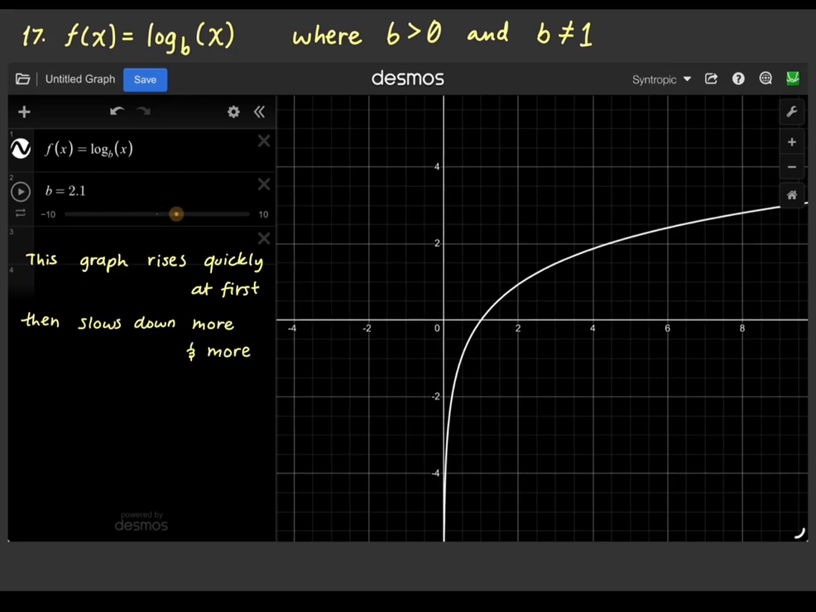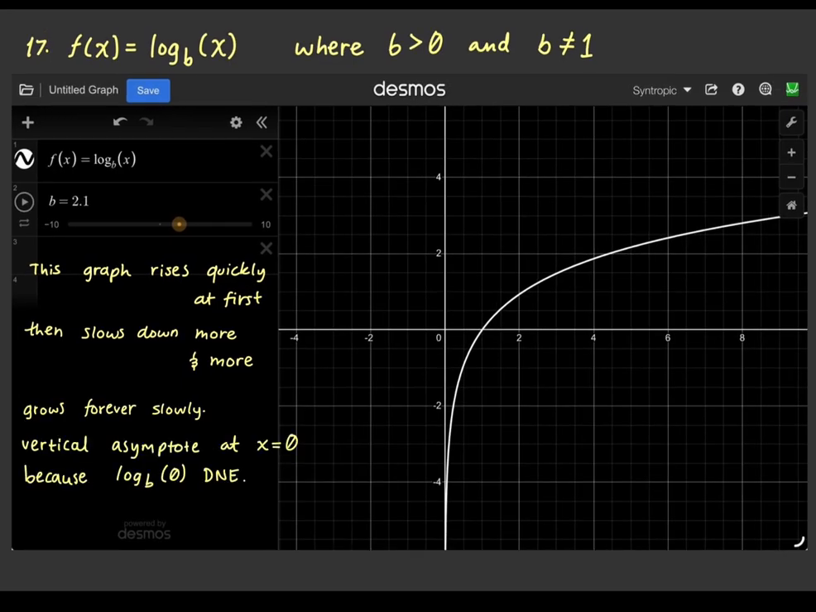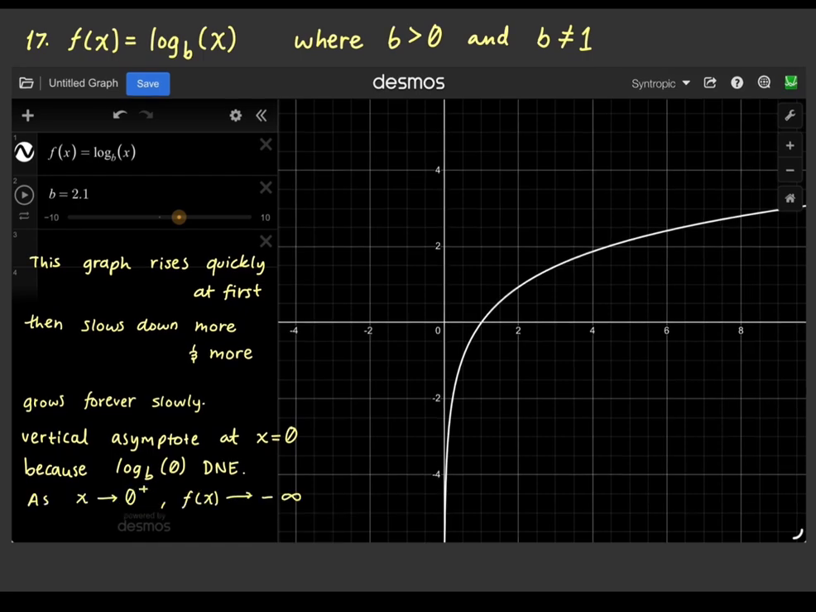This graph rises quickly at first and then slows down more and more. It grows forever but slowly. There is a vertical asymptote at x equals 0 because the log b of 0 does not exist. And as x goes to 0 from the right, the function goes to negative infinity.